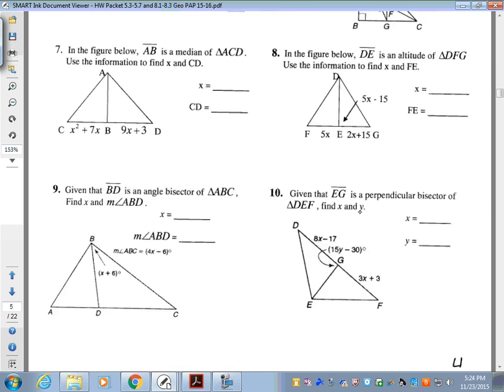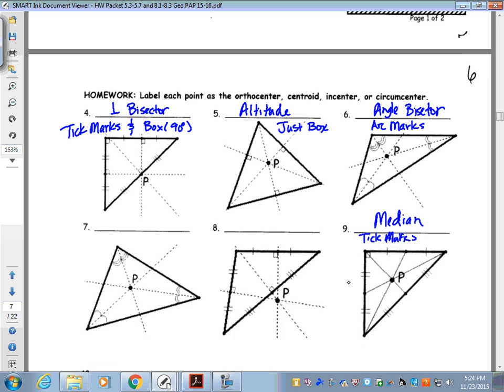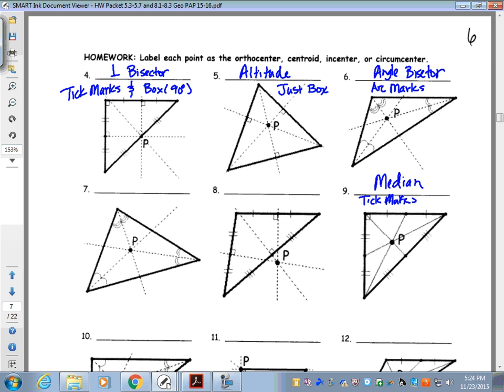And so you don't have to do page 4, but on page 6, let me get there real quick. Just to recap, you have to look at the labeling to determine if it's an orthocenter, centroid, incenter, or circumcenter. Because there's tick marks and there's a box, I have a perpendicular bisector. So if it's a perpendicular bisector, then it's a circumcenter. No, I misspelled that. Sorry. P is a circumcenter because that's the intersection of the perpendicular bisectors.